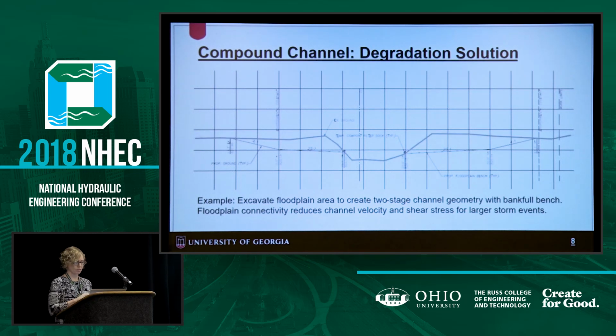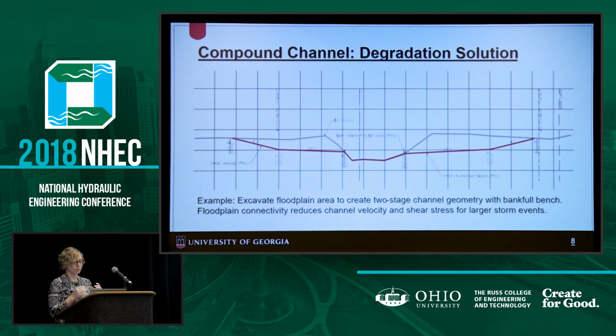So here, the highlight shows you the existing channel. It has cut down over time. So there's been urbanization in the watershed, more flow. So we had vertical incision. And then it has reached the point also where now it's beginning to go side to side. So all sorts of instability. Our solution here was to use a compound channel. So we created a compound channel by excavating out a floodplain. So just excavating, we didn't muck about in the middle of the channel.